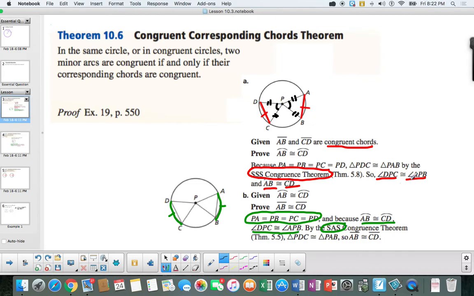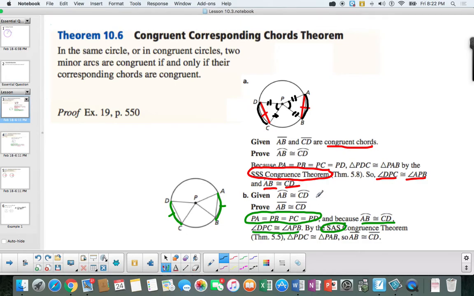That's corresponding parts. And once I get the angles congruent, I know these arcs are congruent because they have the same measure. These angles are congruent. The measures are here. They're in the same circle, so I know we have congruent arcs.